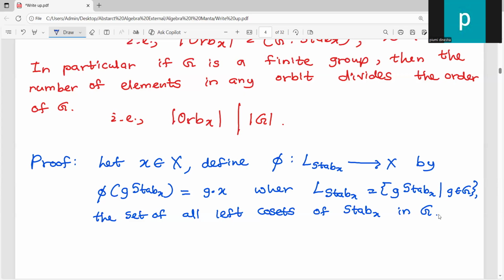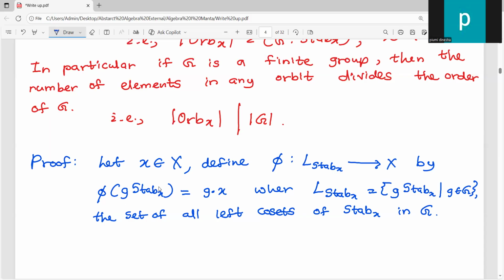Now observe, any left coset that you take will be mapped to G dot X, where X is fixed now. What sort of elements do we have in its orbit? The orbit of X contains every element G dot X, where G is taken over the group, right? So any left coset will also be mapped to G dot X.